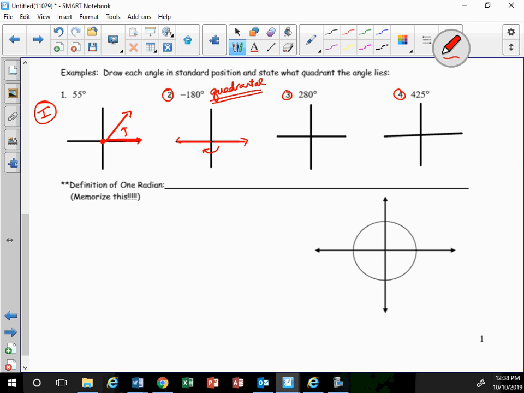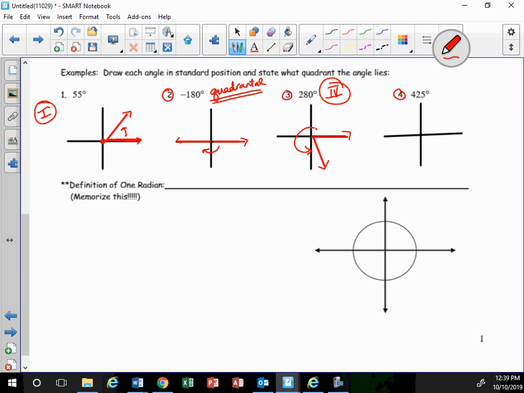All right, so 280, initial side. Where is 280? Which quadrant? Fourth, like just a little bit into the fourth, right? So, I don't know. That's probably too far, but that's okay. So, there we go. And fourth quadrant.